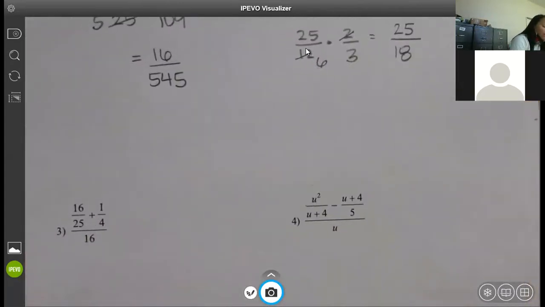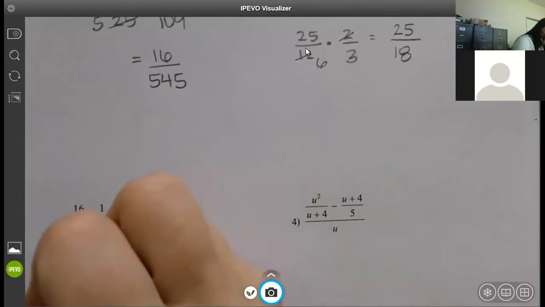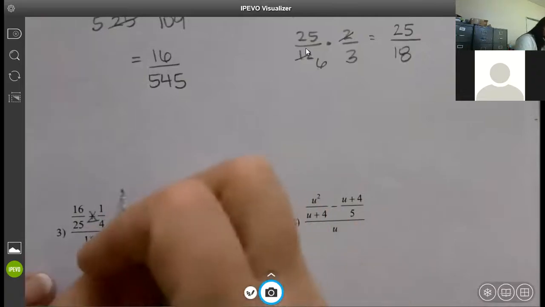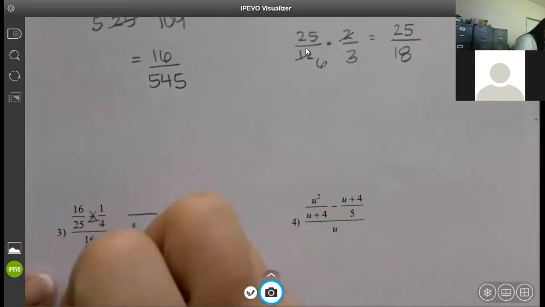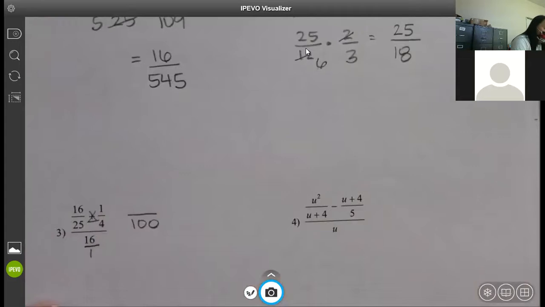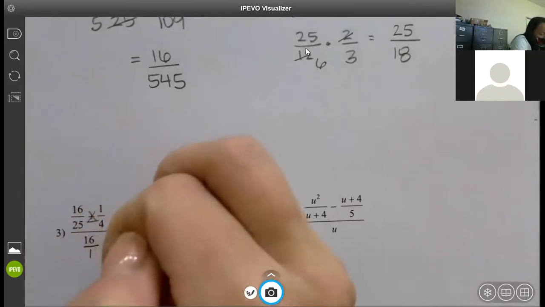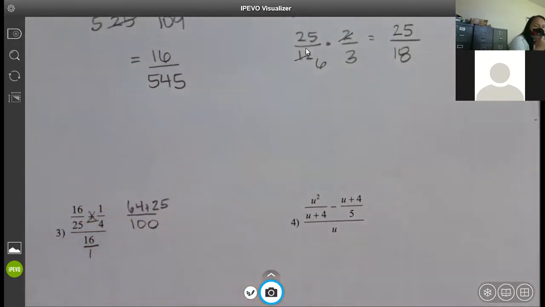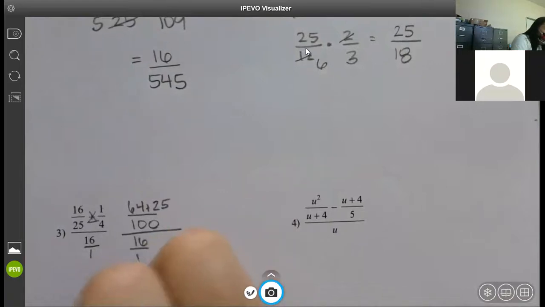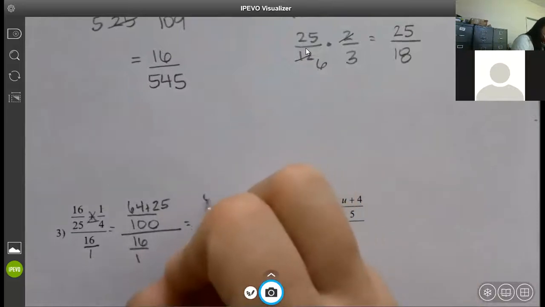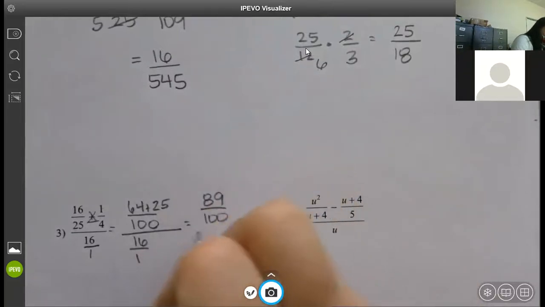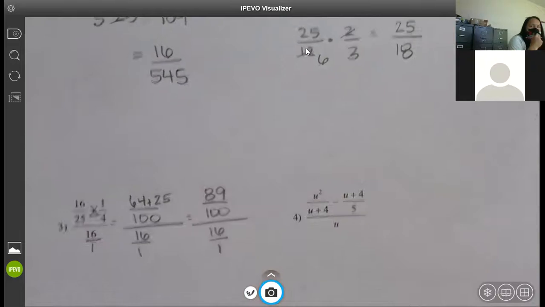All right, your next one. We're going to change this to 16 over 1, so we actually have a fraction. We're going to cross multiply this. On the bottom, 25 times 4 is 100. 16 times 4, 64. 25 times 1 is 25 over 16 over 1. 64 plus 25 is 89 over 100 over 16 over 1.